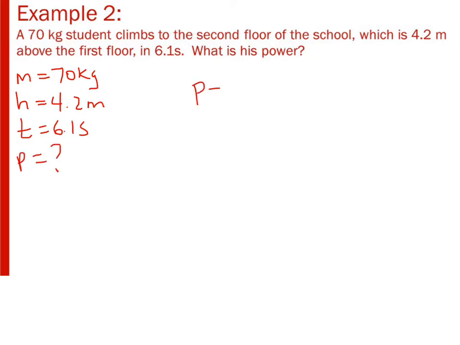So power is equal to our energy over our time. In this case, we don't have our energy, but we're given mass and our height. So that means that we're going to have to solve for our potential energy. So I'm just going to sub in mgh for my E and then keep my T. And so we can go ahead and just put our information in.